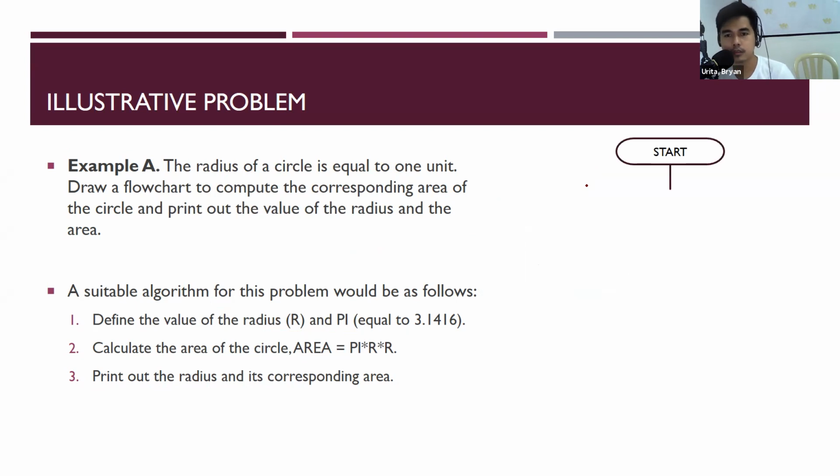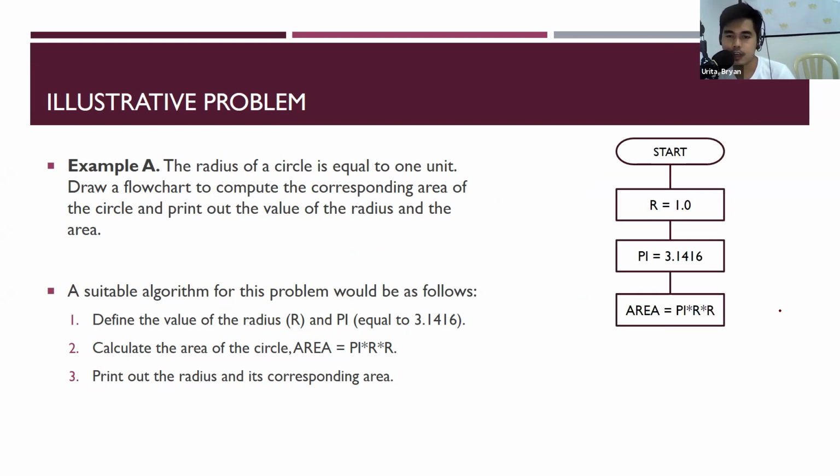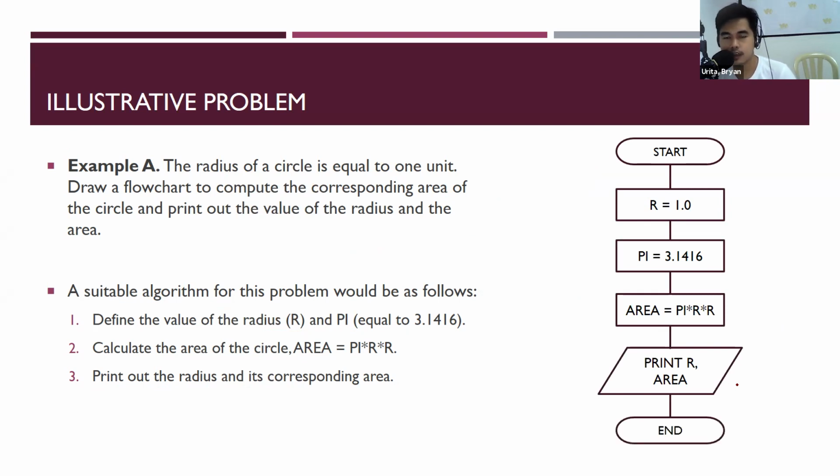So start, lagi yan, and then r equals 1. Then pi is equal to 3.1416. Compute the area, display the area or print r and area, and then the end. Okay, how come na ganito yung nangyari sa flowchart natin?